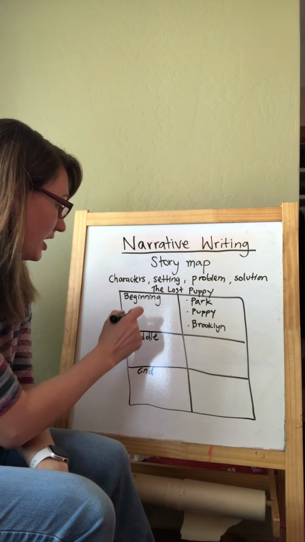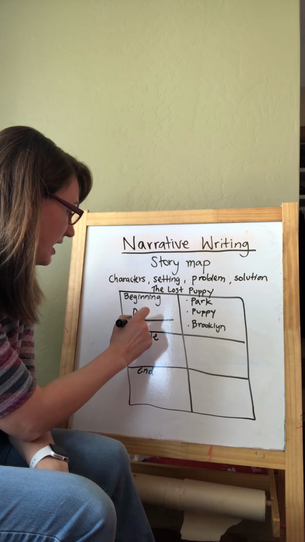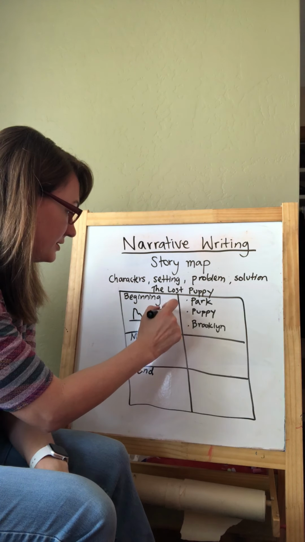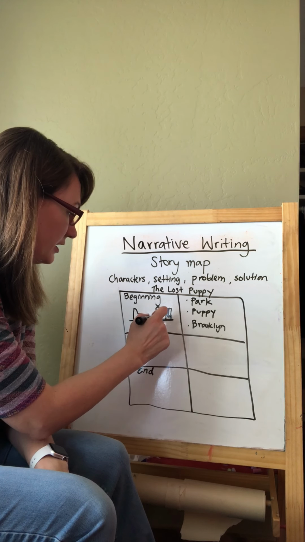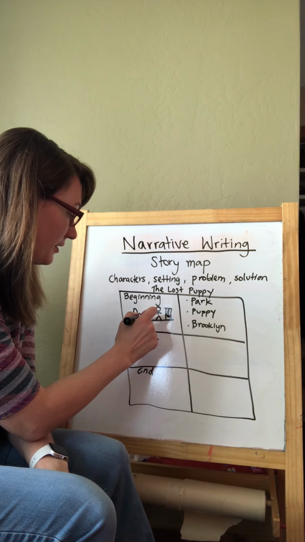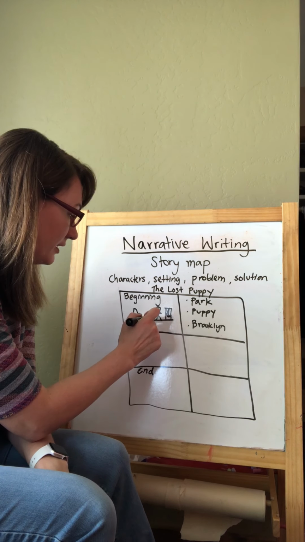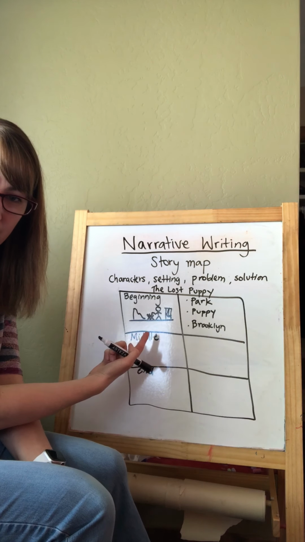So I'm just going to draw a quick picture. I'm going to draw a park with a slide, and we've got some swings, and then there's Brooklyn, and she has her puppy. I don't know how to draw a puppy, but there we go, on a leash. Okay, so there's the beginning of my story.